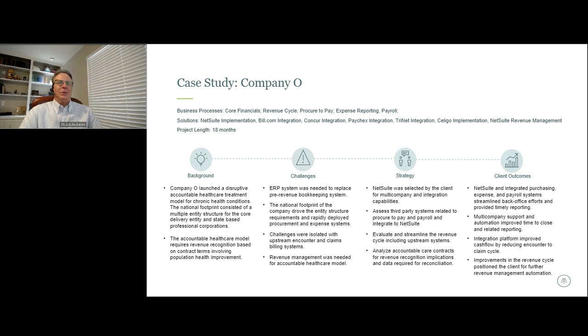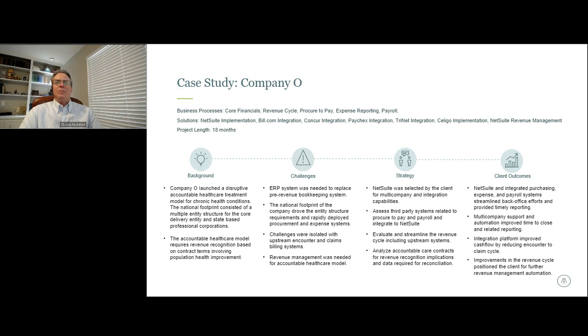So this slide tries to capture almost 5 years' worth of the life cycle with this client. But the first thing that we did was a very rapid selection for an ERP to replace that pre-revenue bookkeeping system and deal with a national footprint where there were entities required in certain states because they actually had clinical practitioners that were part of this accountable healthcare program. The system that was selected was NetSuite.